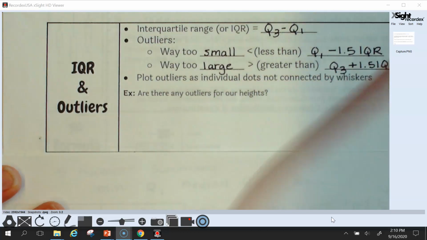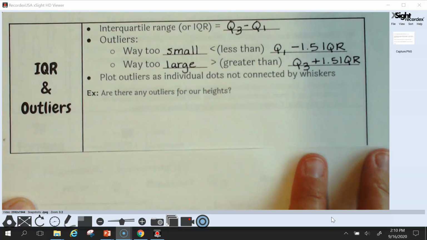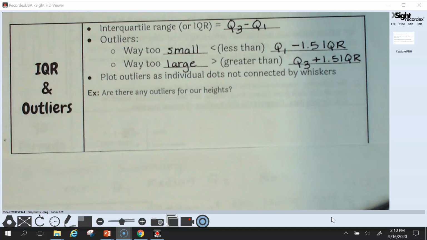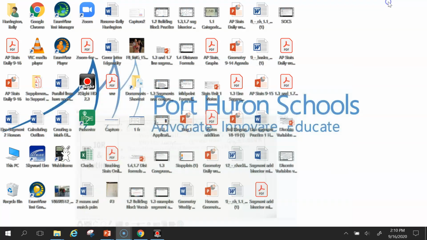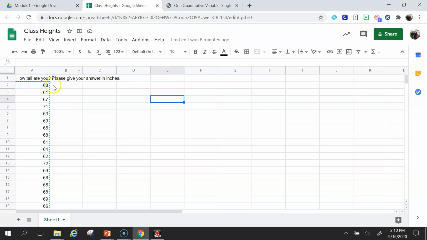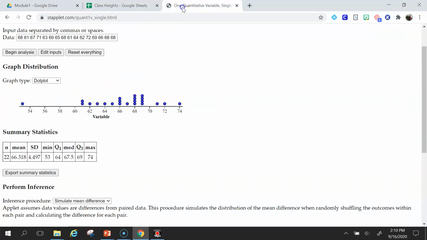So what we're going to do is look at the class heights and find outliers. If you go ahead and look in Schoology, I have a link for that data. I've cut and pasted that data and inputted it, and I began analysis. I'm seeing some potential outliers, and right here you can see that it's giving me my Q1 and my Q3.